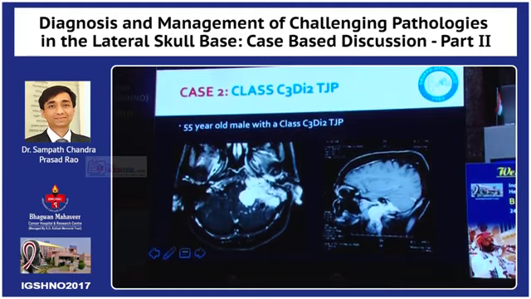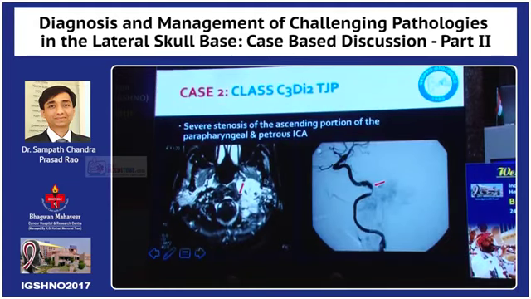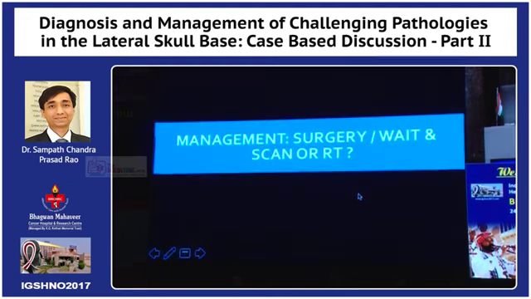So what would you do in this case? And this is the picture. This is lower down in the neck. This is the carotid, and there is kinking here. So what would you do? Let me rephrase this question. From a management point of view, would you do a surgery, wait and scan, or RT? Let's begin from there. Let's get into the surgical part.